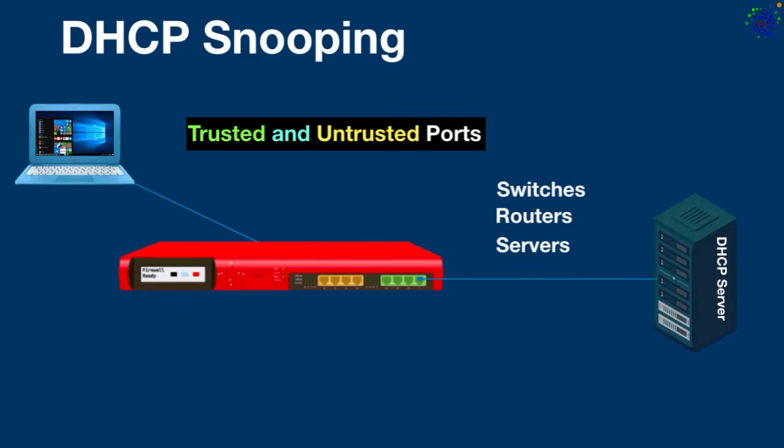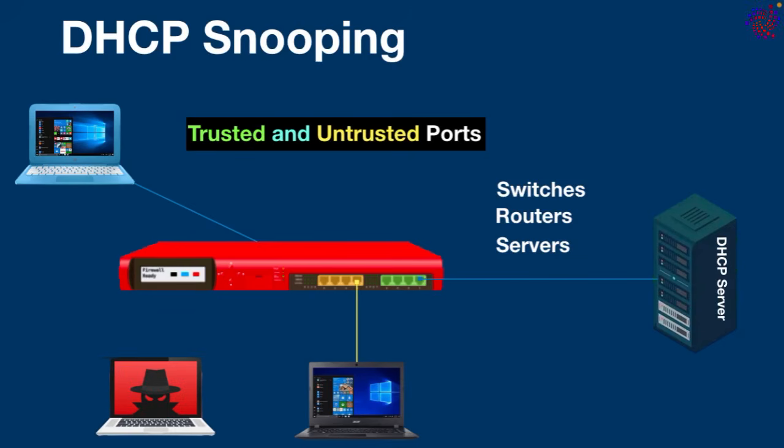Untrusted ports, on the other hand, are connected to regular devices like computers and laptops. These ports are not allowed to act as DHCP server. So if a hacker plugs in a device and tries to send a fake DHCP offer from an untrusted port, the switch immediately drops that packet. No warning, no delay, just blocked.